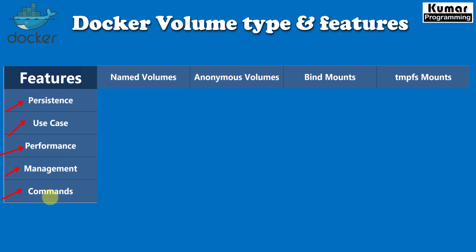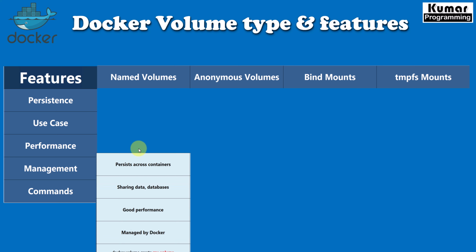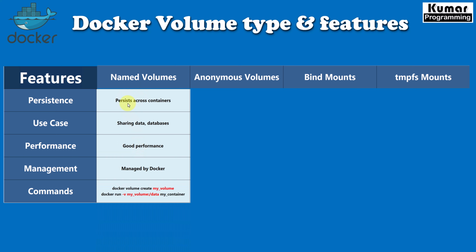Now let's see the very first volume, which is named volume. Named volume persists across all the containers and mainly it is used for sharing data with the containers, right? Its performance is good, and this named volume is managed by Docker. See here, we are creating a volume with the docker volume create command, and then we are giving the name for our volume. Here I'm giving the name of the volume as my_volume, and then I'm going to use this my_volume inside my container.